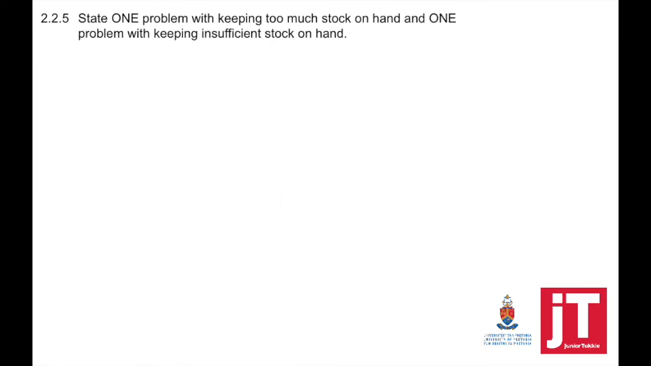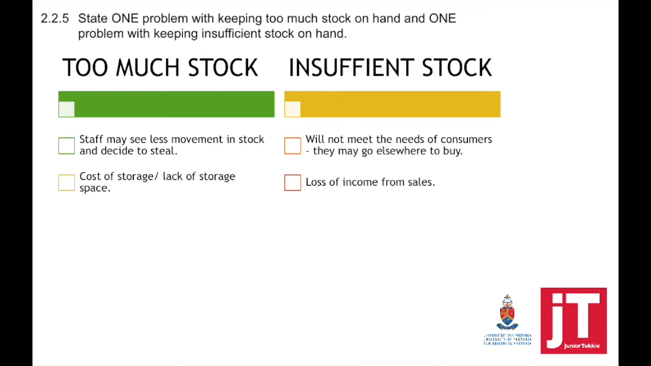Question 2.2.5. State one problem with keeping too much stock on hand and one problem with keeping insufficient stock on hand. So if we look at too much stock, staff may see less movement in stock and decide to steal. Or cost of storage, lack of storage space. Insufficient stock. We will not meet the needs of the consumers and they might go somewhere else. Loss of income from sales.